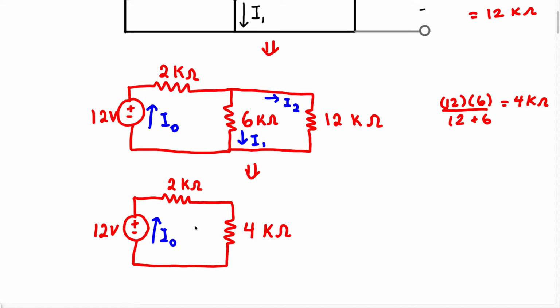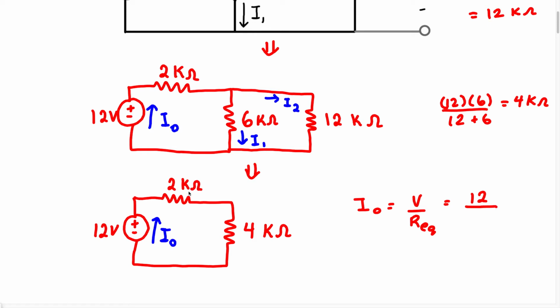Let's just find IO using Ohm's law. So I'm going to use Ohm's law to find IO. I'm going to say IO equals voltage over resistance. The overall voltage in this circuit is going to be 12 volts. We got that from our source.